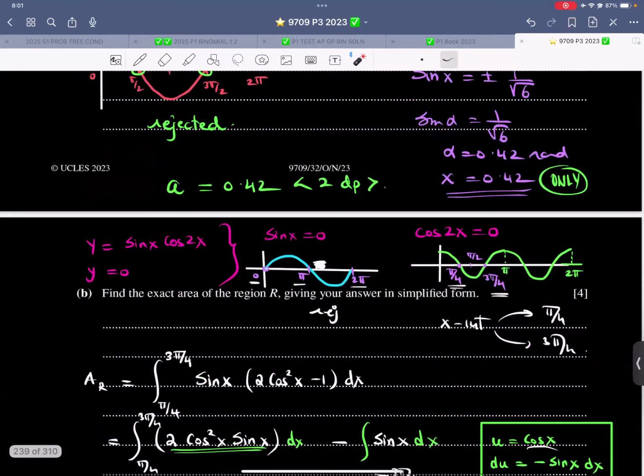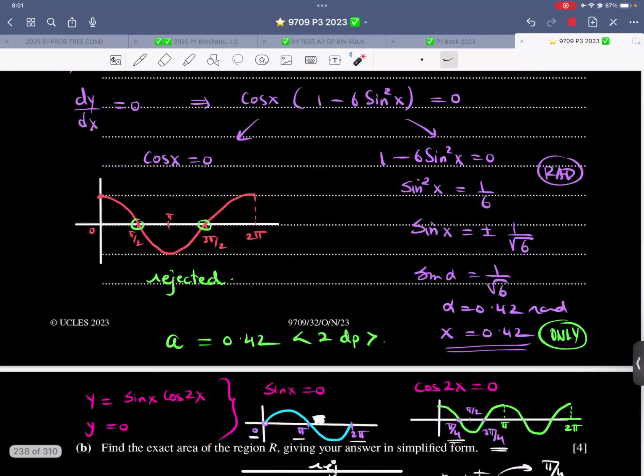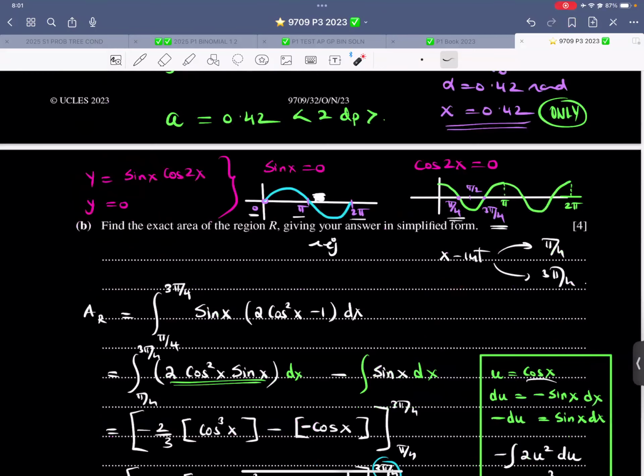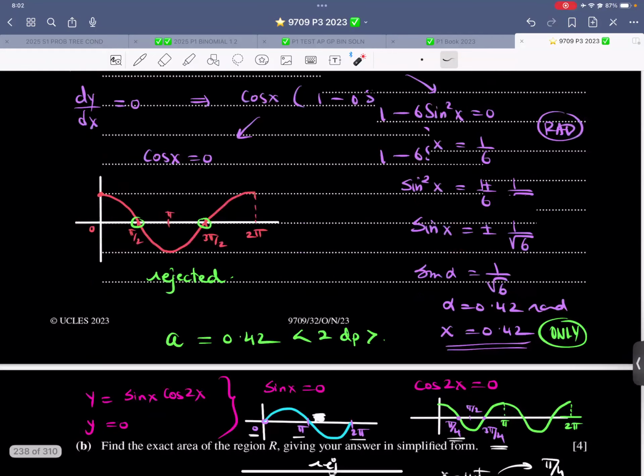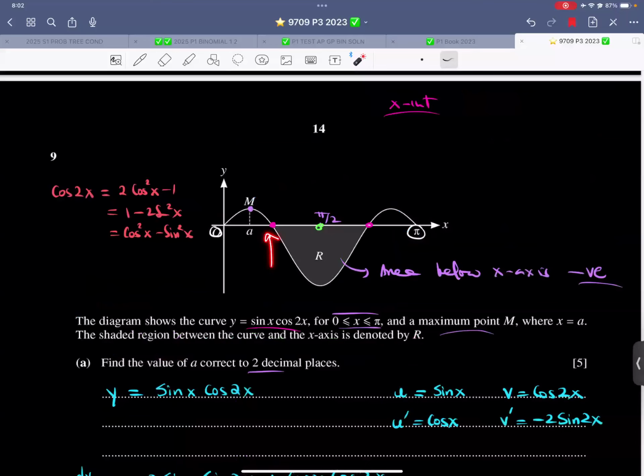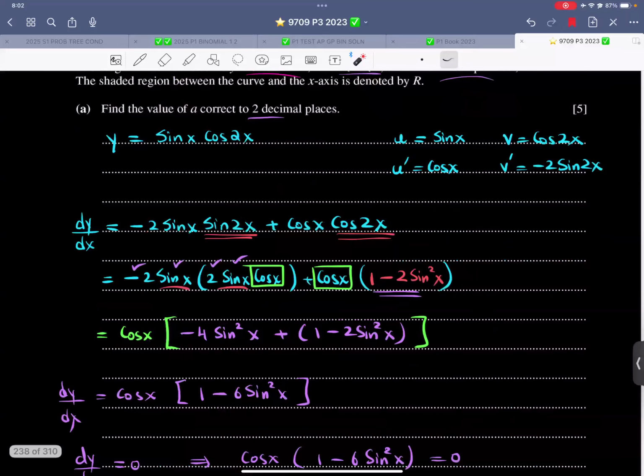And then what else? The second part. Find the exact area of the shaded region. Give your answer in a simplified form. Now, in order to find the area of the shaded region, I need this thing, I need this thing. That's where trigonometry comes in.